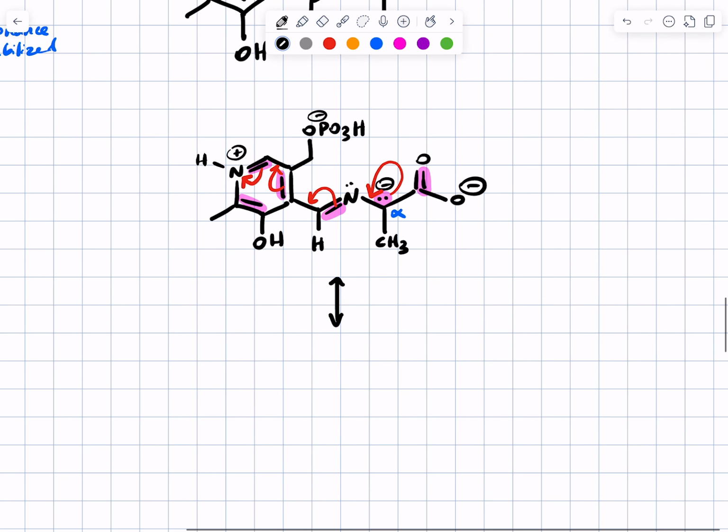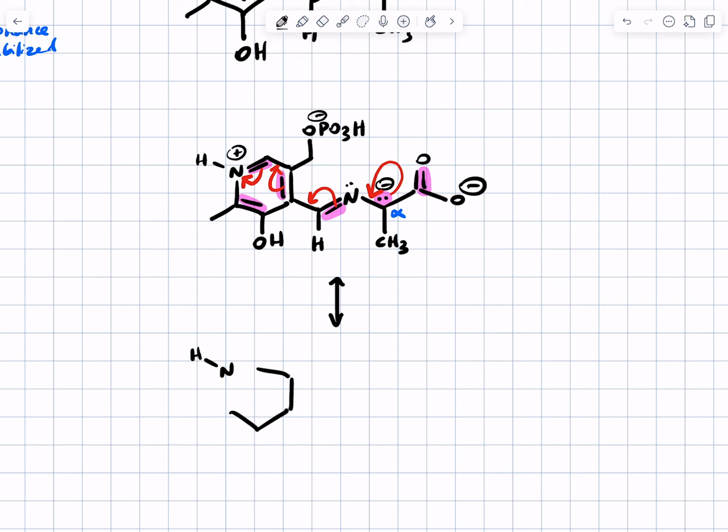A set of 3 additional arrows that pushes electrons onto the nitrogen of the ring. That nitrogen used to be positively charged. Once we put the electrons on it, it will now be neutral. And that's what I meant before when I told you the ring of PLP is an electron sink.